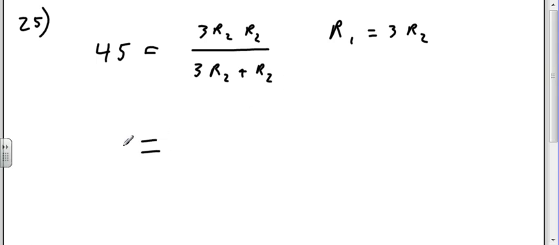So I'm going to have 45. I think I'm doing the same thing over again. Am I just doing the same thing over again? 3 R2 squared, divided by 4 R2.